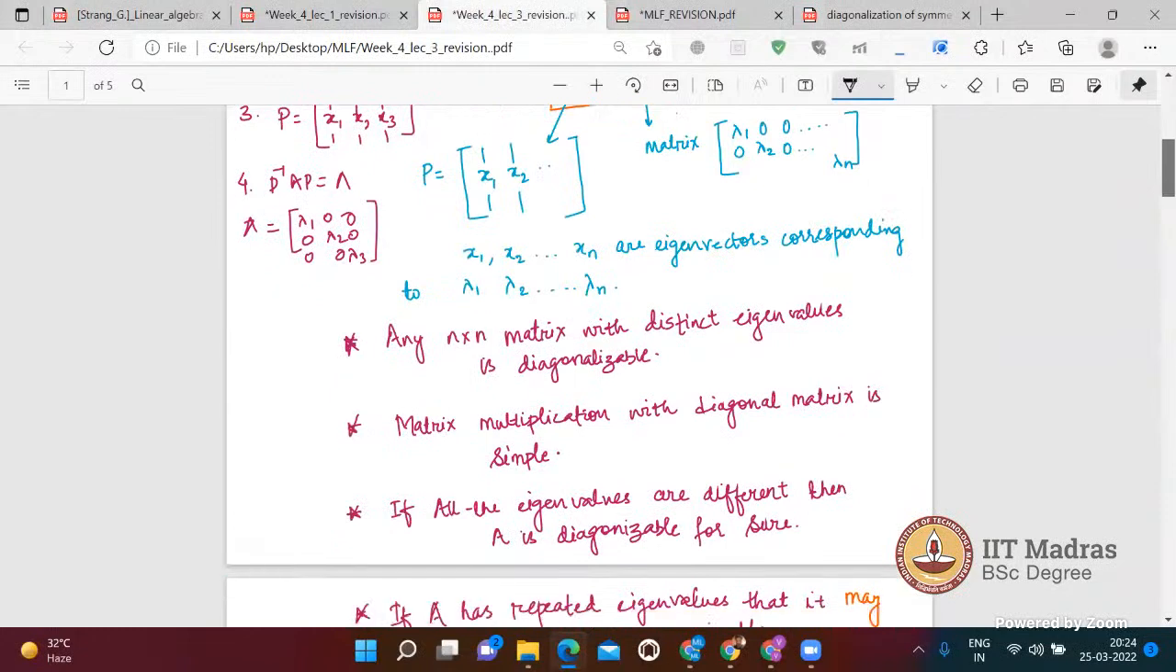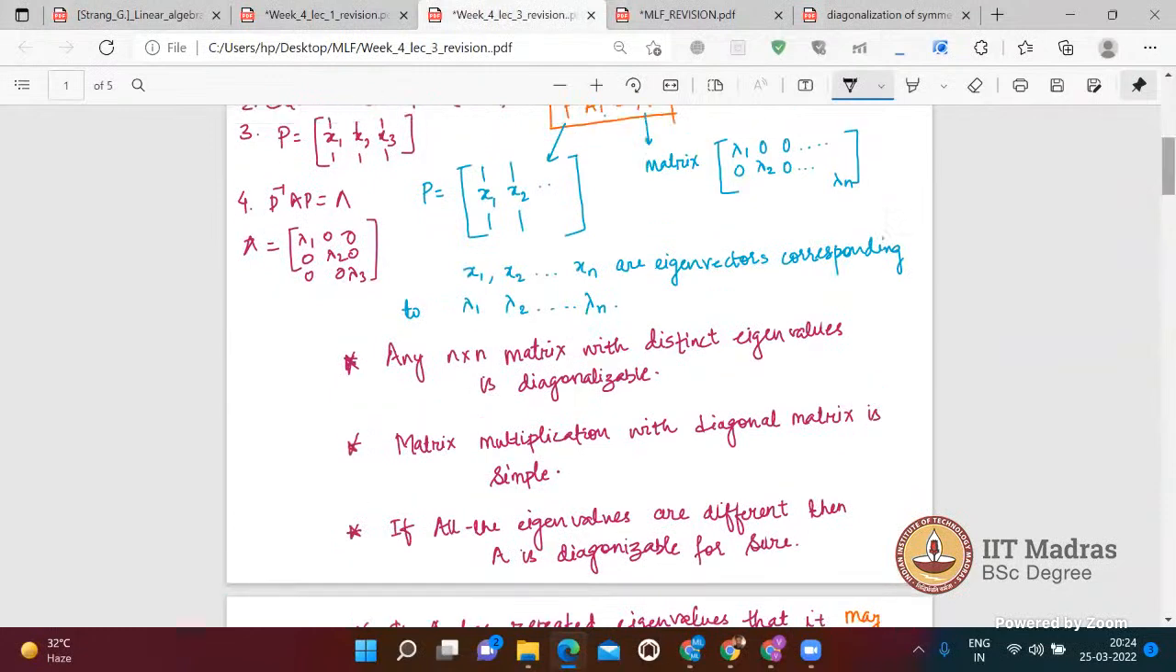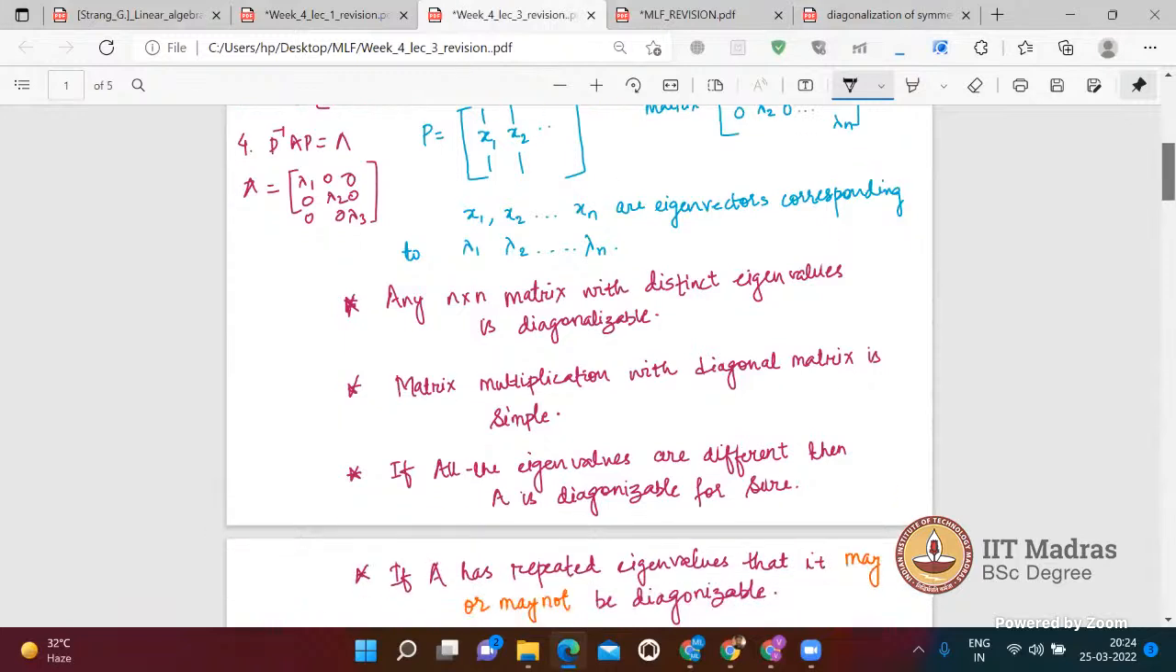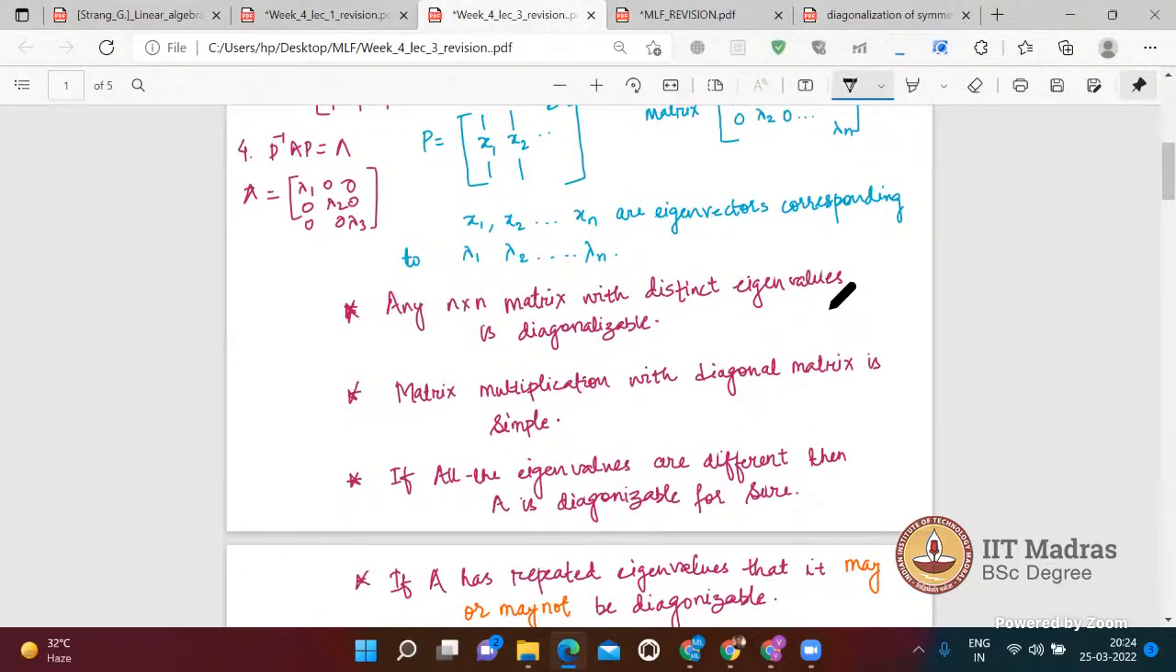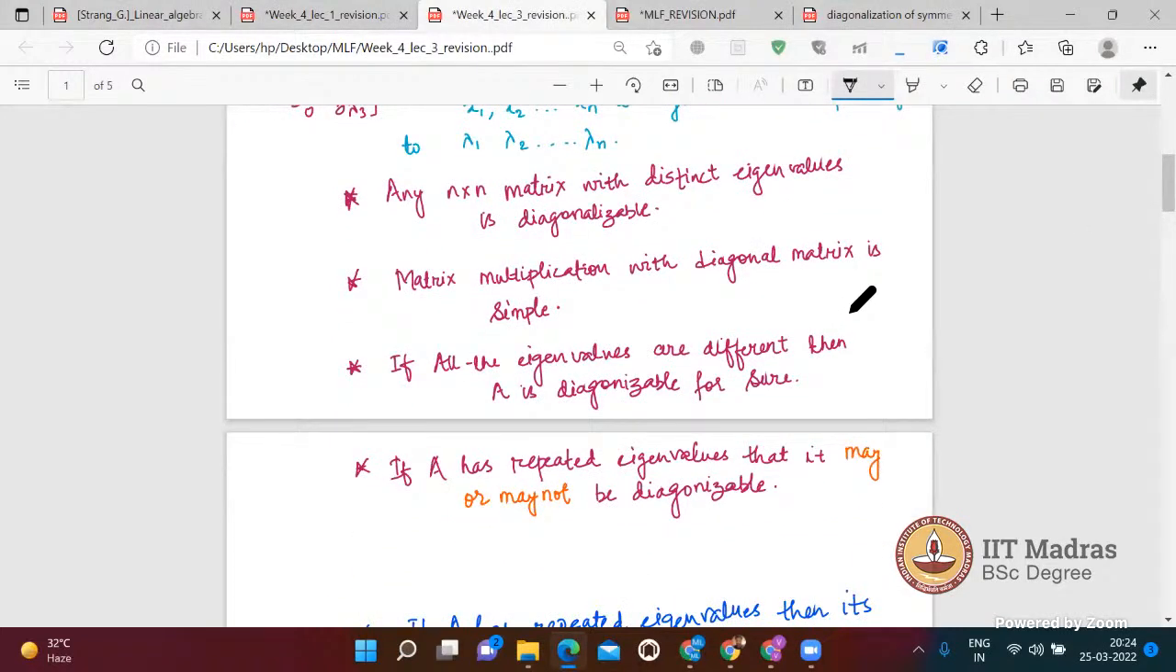And the important things regarding when you'll be able to diagonalize any matrix. If any n cross n matrix has distinct eigenvalues, then it is diagonalizable. That is pretty sure. If you have n eigenvalues, and all those eigenvalues are different from each other, then for sure it's a diagonalizable matrix. And we do this because matrix multiplication becomes very simple. Like you would have read regarding the Fibonacci series.